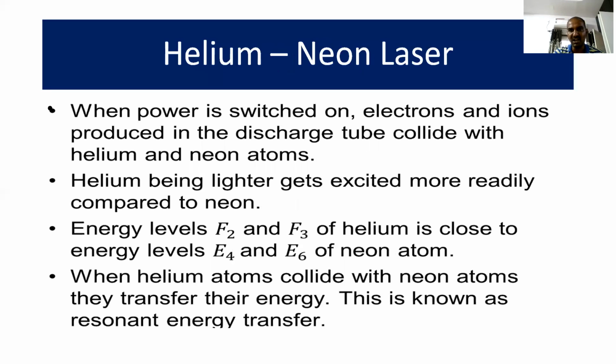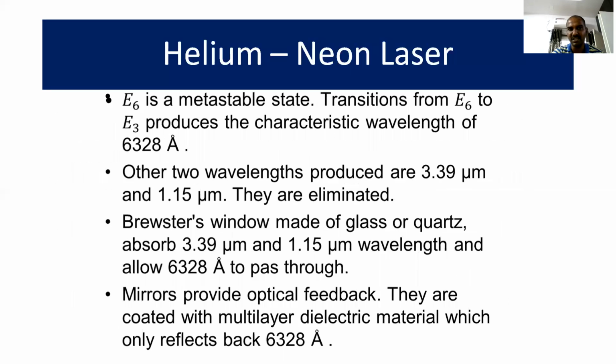And when power is switched on, electrons and ions produced in the discharge tube collide with helium and neon atoms. Helium, being a lighter gas, gets excited more readily when compared to the neon atom. So energy levels F2 and F3 of helium are close to the energy levels E6 and E4. So when helium atoms collide with neon atoms, they transfer their energy. So they start the process of stimulated emission, and E6 is the highest energy level. Transition from E6 to E3 produces a characteristic wavelength of 6328 angstrom units. The other two wavelengths are not in the visible range, that's why they are eliminated.